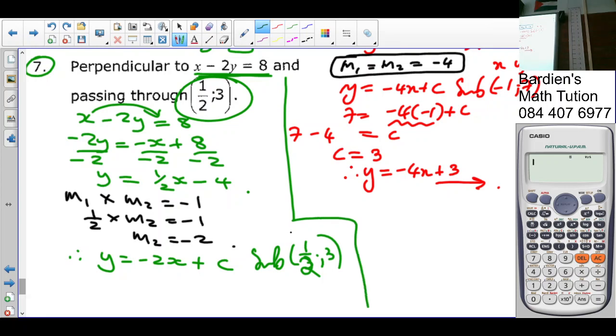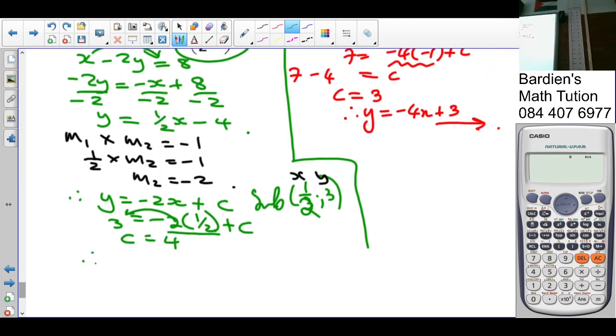So again, that's an x and a y. So I have 3 is equal to negative 2 times a half plus c. What's negative 2 times a half? Negative 1. You bring negative 1 over, it becomes plus 1. So 3 plus 1 is 4. Therefore, y is equal to negative 2x plus 4.